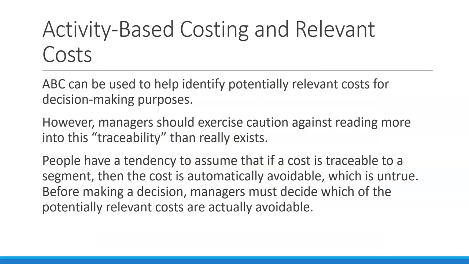Activity-based costing can be used to help identify relevant costs for decision-making purposes. Of course, we have to be careful anytime we're looking at doing this because we need to make sure that there's actual traceability in costs. We might assume that if a cost is traceable to a segment, then the cost is automatically avoidable. This is not always true. So we need to know which costs are actually avoidable and which costs can't be avoided.